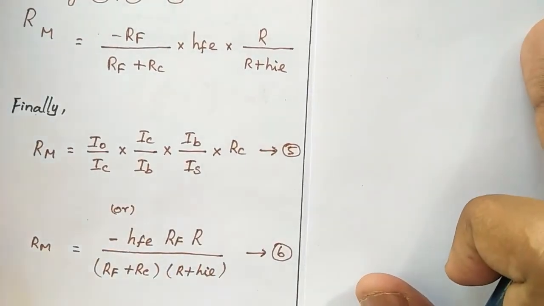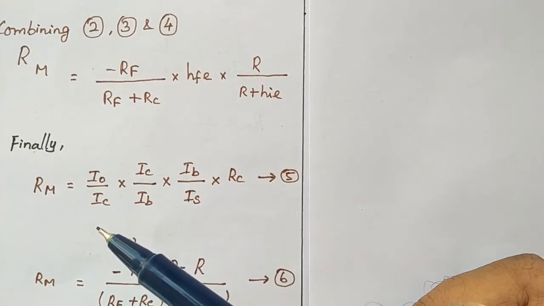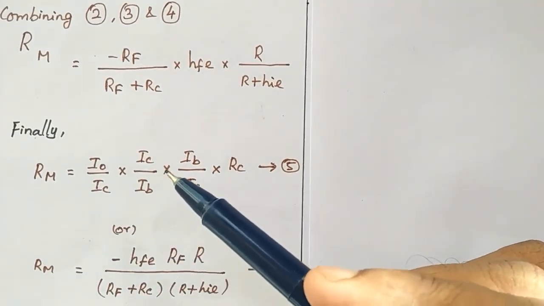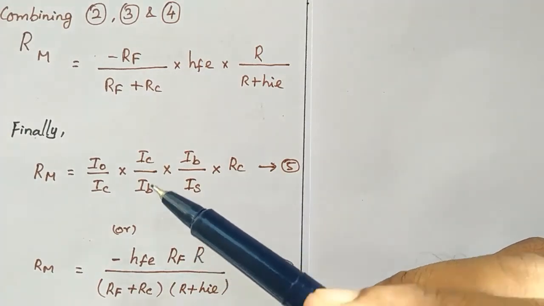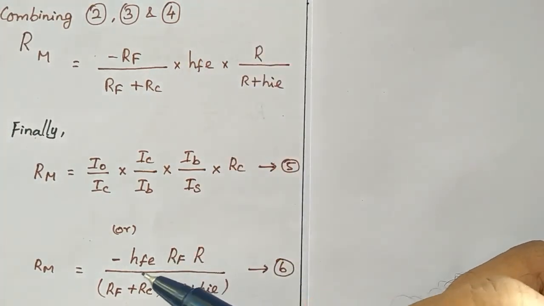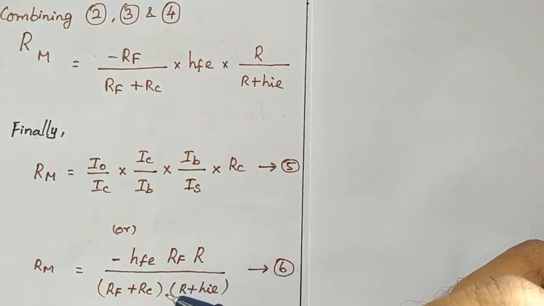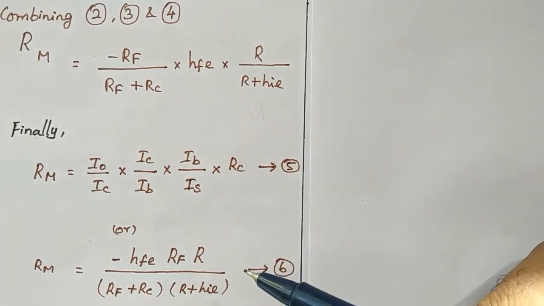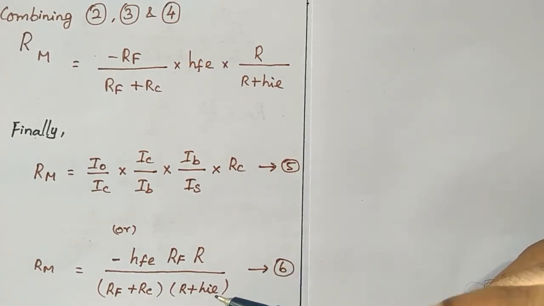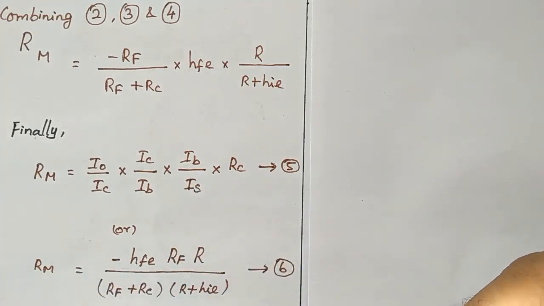Either we can write like this: RM is equal to the multiplication of individual current ratios, I naught by IC into IC by IB into IB by IS into RC. Otherwise, we substitute all the values. Finally, we can write minus HFE into RF, R by RF plus RC, R plus HIE. This will become equation 6. So usually we can perform either this or that and find the RM value.